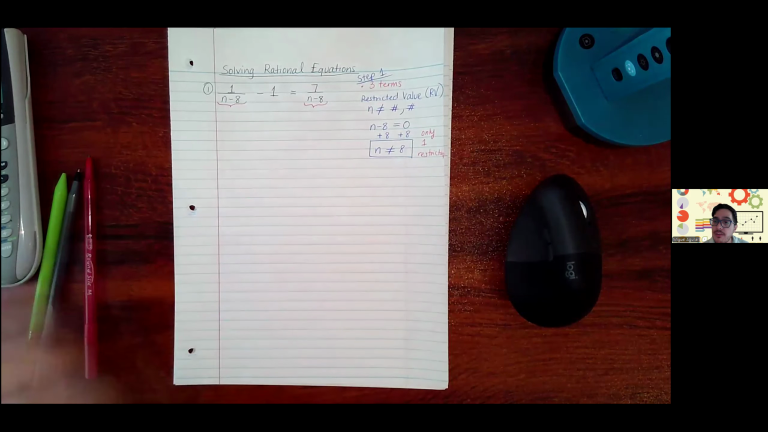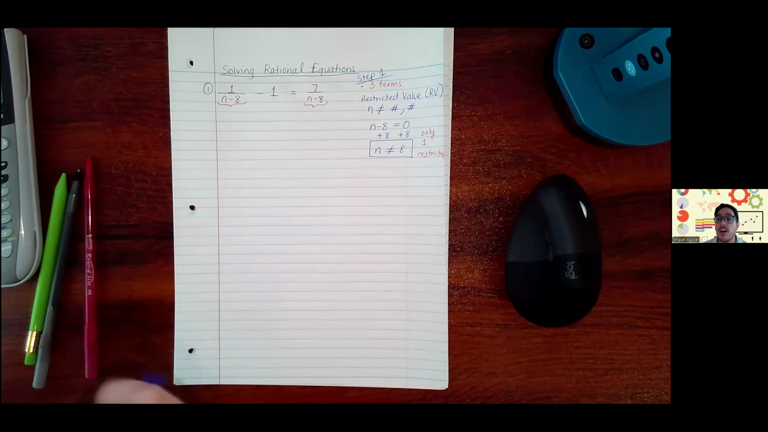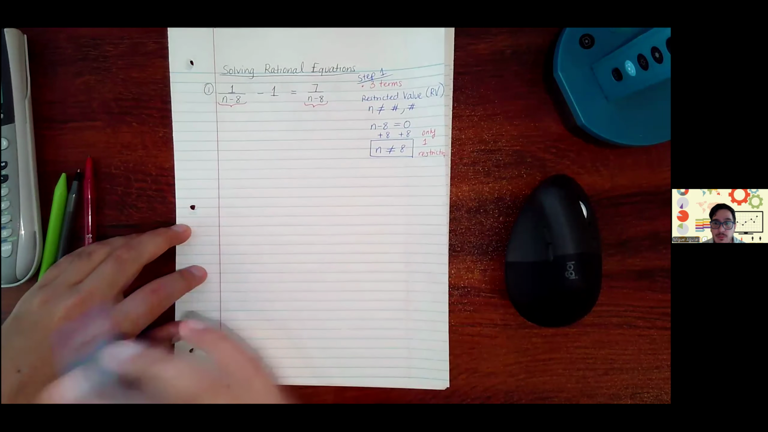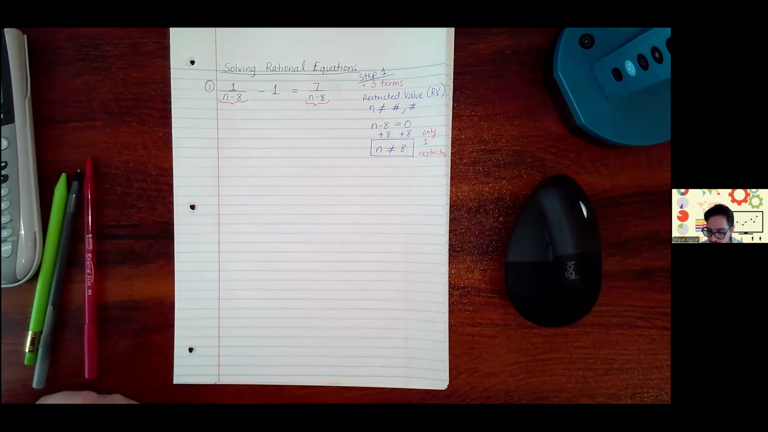Okay, so we're going to hold that off to the side until the very end when we're done solving this equation. We're going to compare our solution set or our probable solution set to this restricted value to see if we have to throw away any of our potential solutions. Okay.